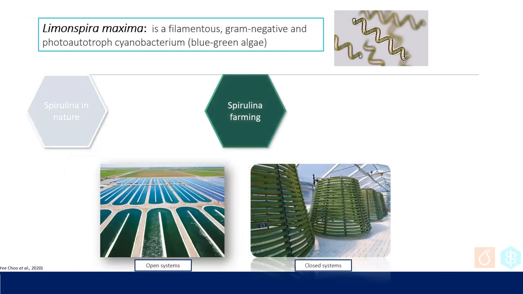We have spirulina farming. This is the production and cultivation of spirulina in artificial environments, such as open systems, open ponds, or photobioreactors in the case of closed systems. And the main purpose is to mass produce spirulina for the market, to have it commercially available.